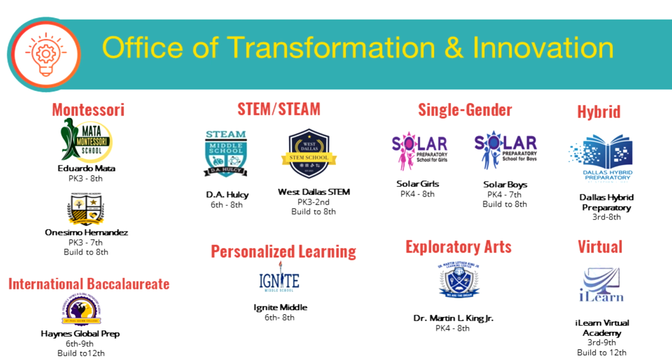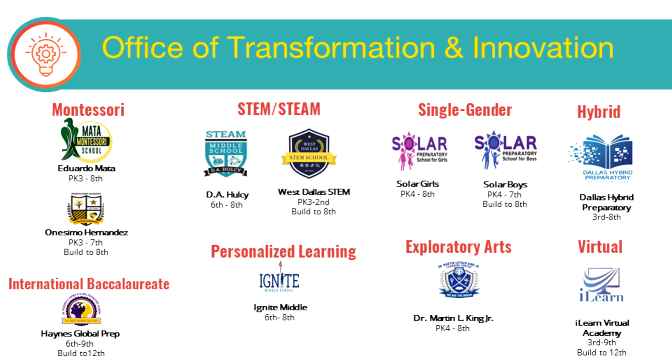So we have Haynes Global Prep, which is located at the Paul Quinn College campus. This campus currently serves 6th through 8th graders, and they'll be building to 9th grade next year and all the way to 12th grade. And they are an IB candidate campus.